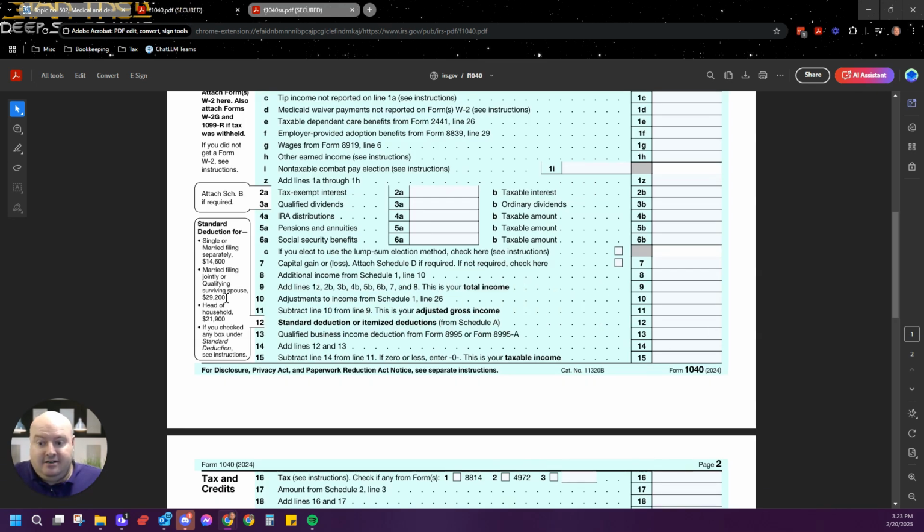Married filing jointly, your standard deduction is $29,200. So you would get to deduct more. You would get to deduct $35,000 instead of the $29,200. So it's beneficial to keep all of those receipts, all of that documentation, to be able to deduct on your taxes.